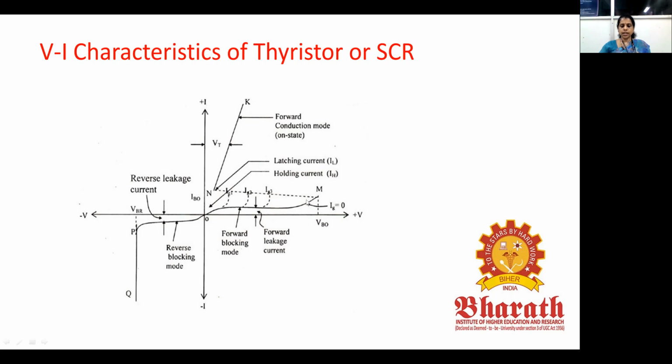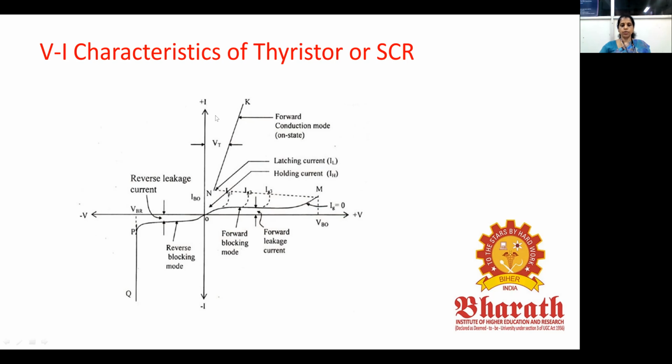And this curve can also be changed with respect to the gate current. You can increase the value of gate current to achieve the on condition quickly. That is, if I increase the gate current, my VBO voltage will decrease. That is, my SCR can be turned on earlier. So that is the meaning.